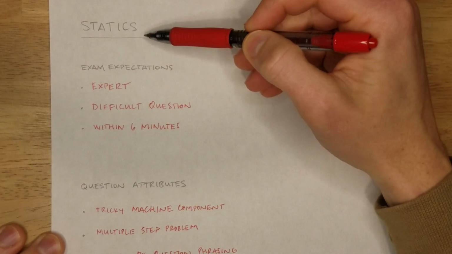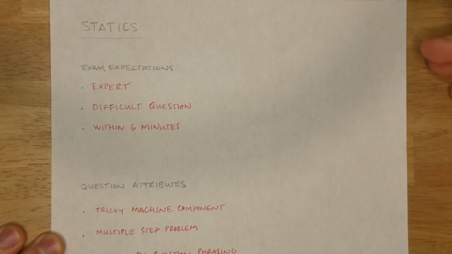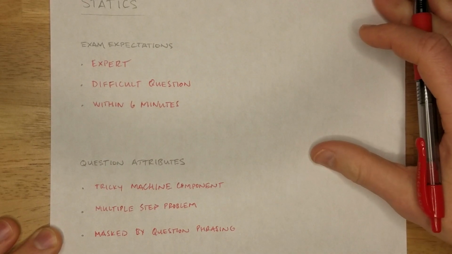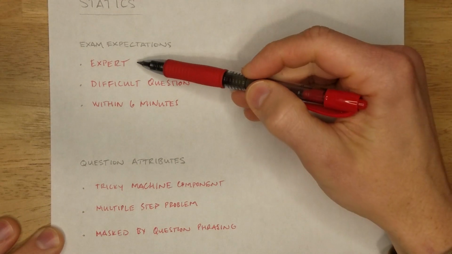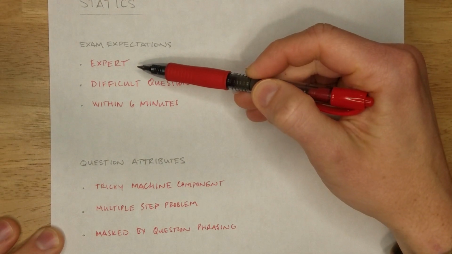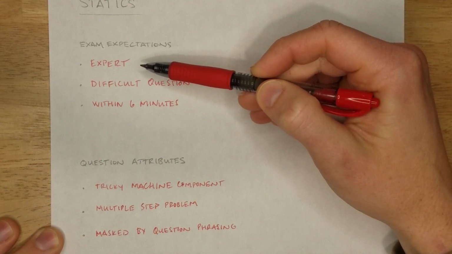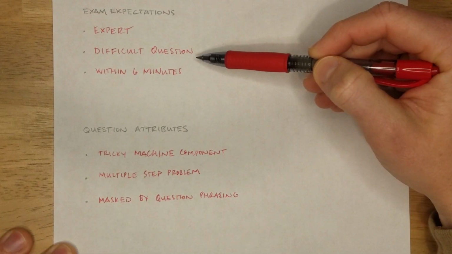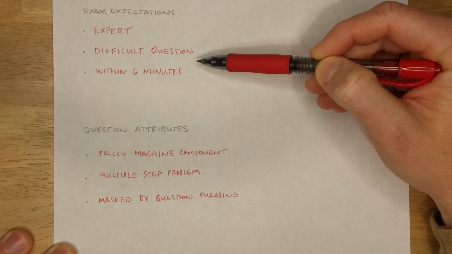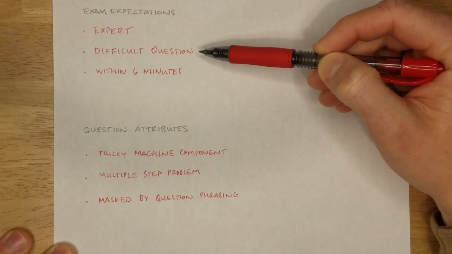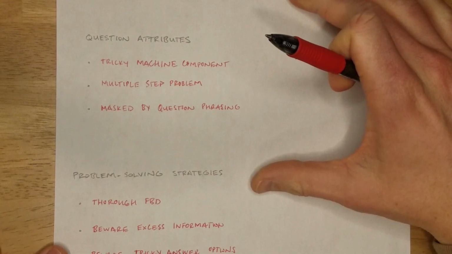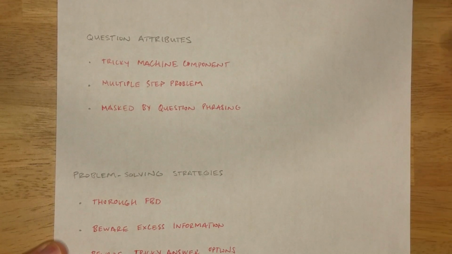Today's topic, statics. Let's go. All right, we're going to recap from last time. What do we need to know about statics for this exam? The authors expect you to be an expert at it because it's a first or second year class. Because they expect you to be an expert, you're going to get a difficult question and it's going to make you think and may even have some tricky components to it, but it's not so crazy that you can't do it within 6 minutes. What type of question might we see?